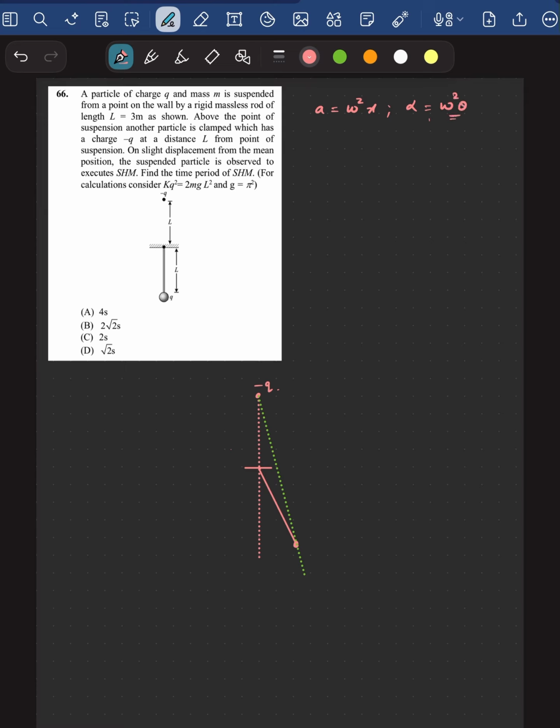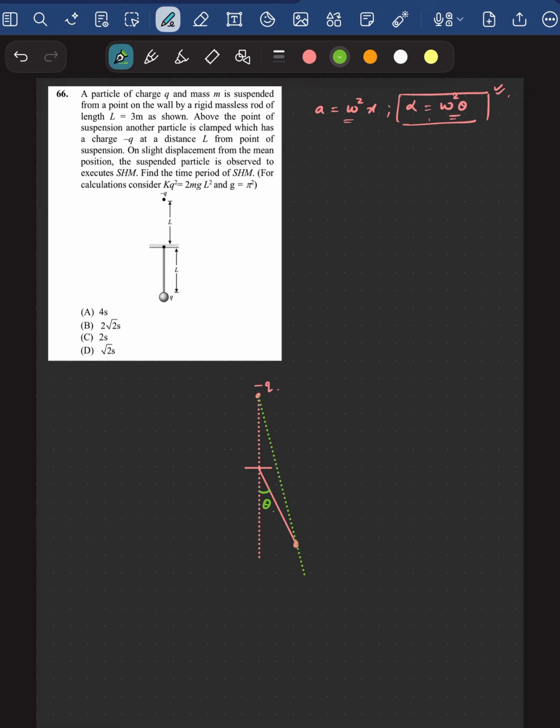Since we know that this is going to be an angular SHM case, we'll have to try to arrive at the equation alpha equals omega squared theta. So that's the idea we'll try to apply in this question. I've already drawn the diagram for this scenario. So let me displace this particle by an angle theta from the equilibrium position.